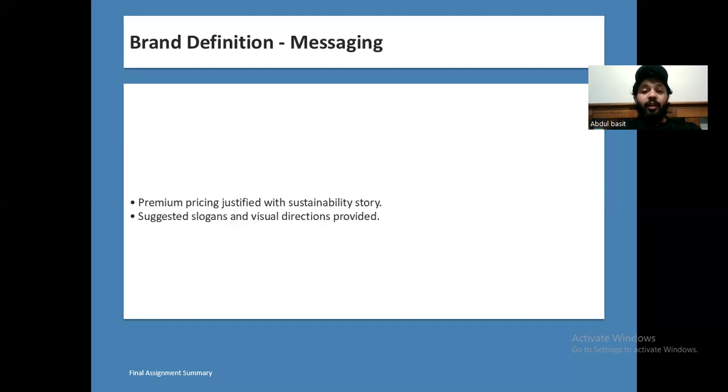In brand definition, we also used messaging to strengthen the brand story. I proposed premium pricing. This was not just about profit, but also about signaling value. People are willing to pay more if they feel the product makes a positive impact. I also developed slogans and designs that reinforce eco-friendliness, using earthy colors and messaging that emphasized health and planet care. The exercise showed me how emotion and positioning can make a simple product stand out.